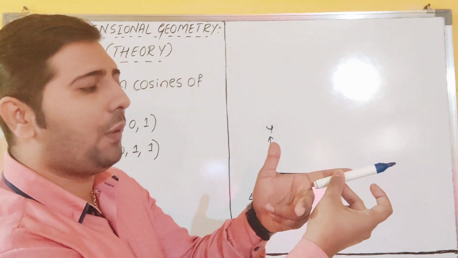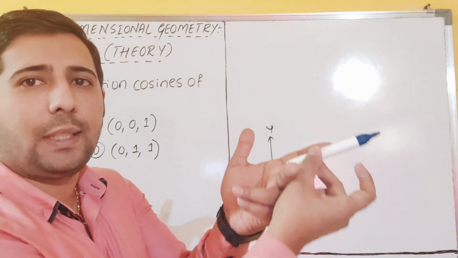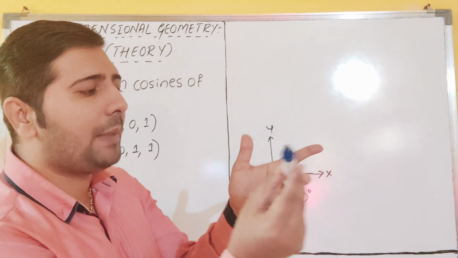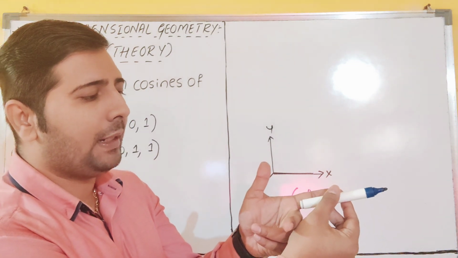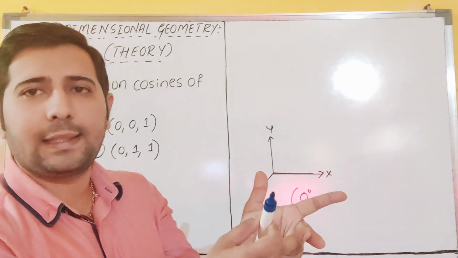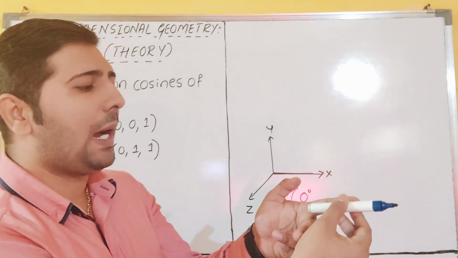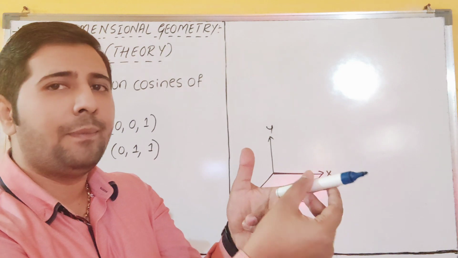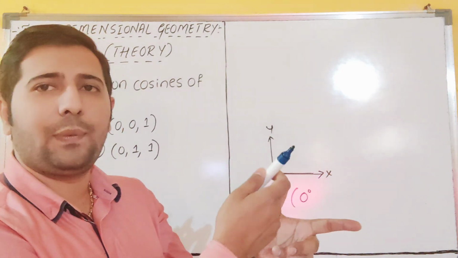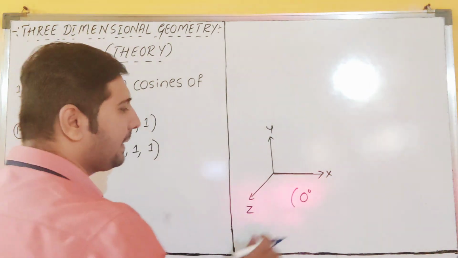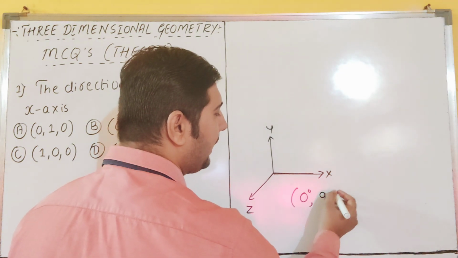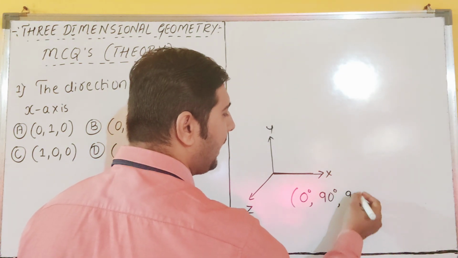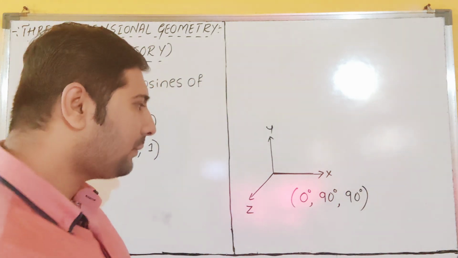If it is making 0 for this, for the others it is making 90 degree, dear students. For the z-axis it is making 90 degree, and for the y-axis it is also 90 degree. So that means with the x-axis it is making 0, with the y-axis 90 degree and with the z-axis 90 degree, dear students.